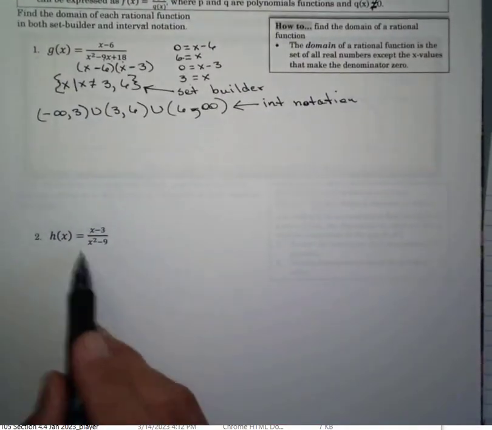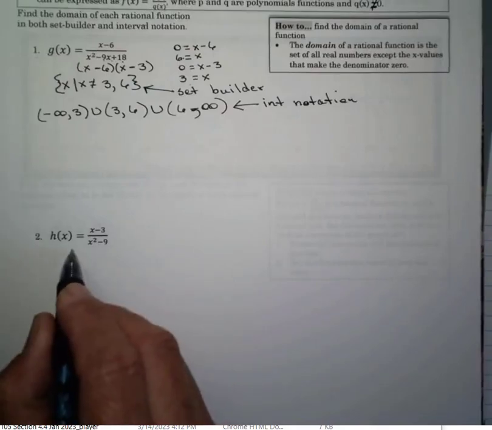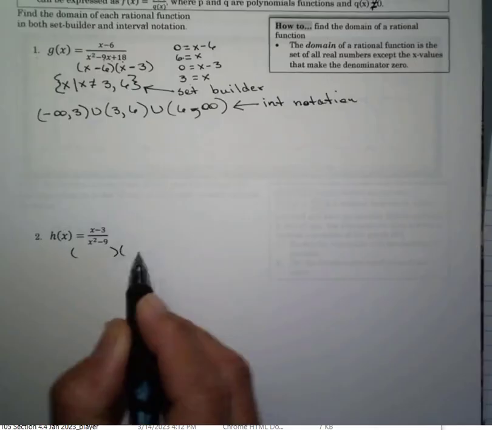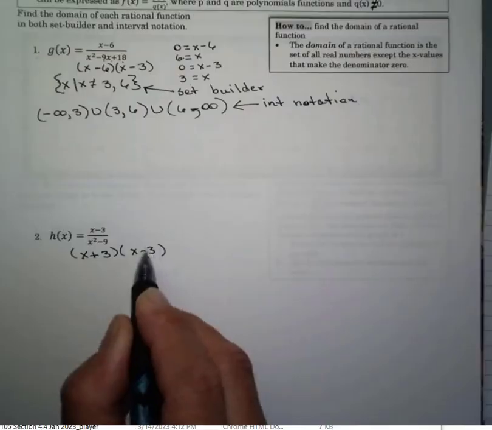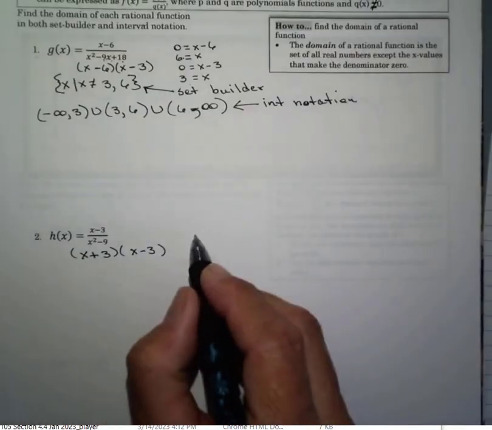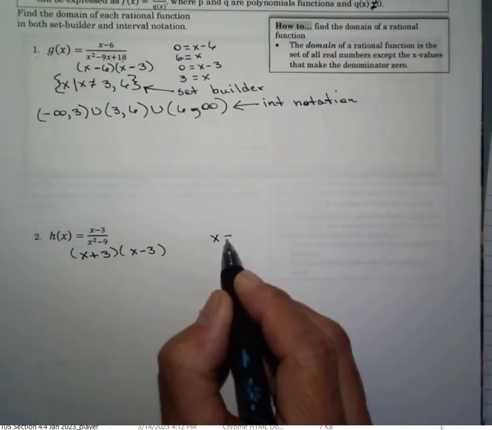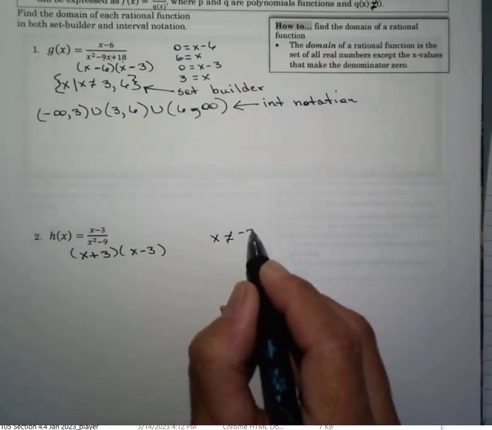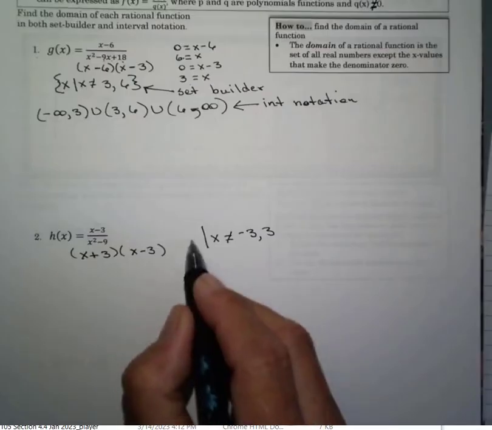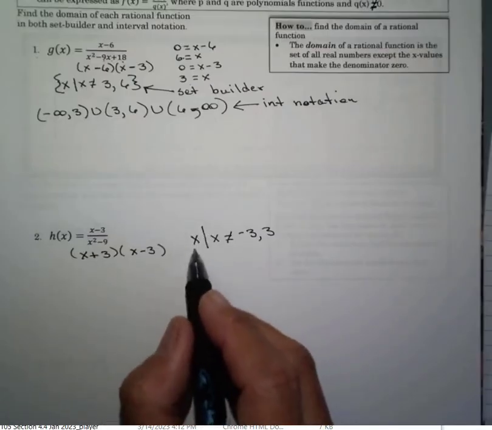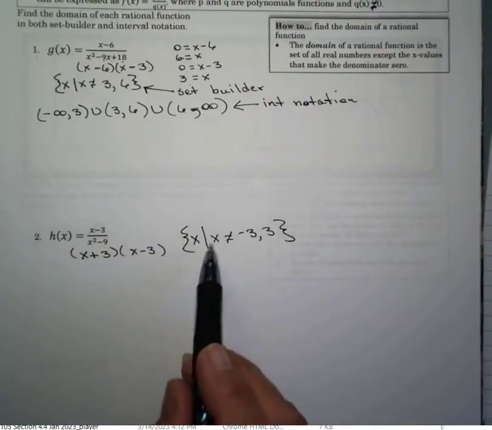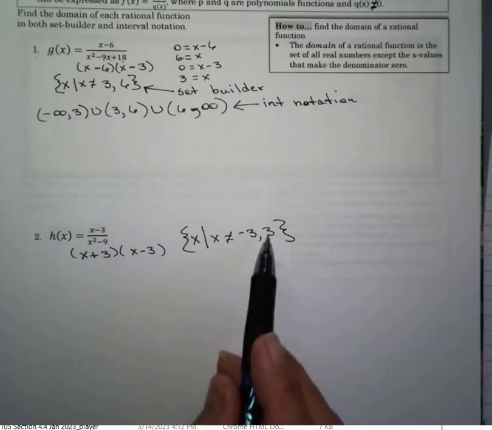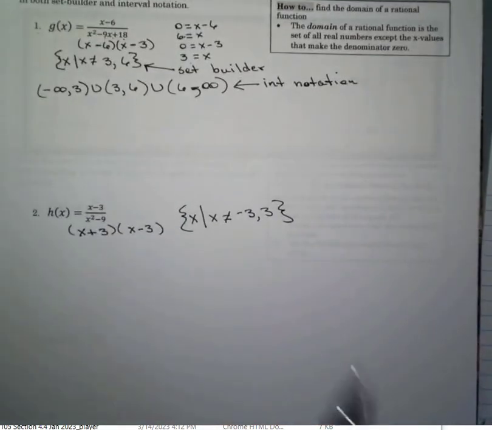Now let's take the next one and see how we can find the domain of this one. Once again, we have to factor that denominator. Well, this is a difference of two squares, so it's easy to factor. I say x plus 3, x minus 3. I know that if I set these equal to 0, I'll find that x cannot equal negative 3, and it cannot equal 3. In set builder notation, all I have to do is add the bar and the brackets. So the set of x such that x does not equal 3 or negative 3.